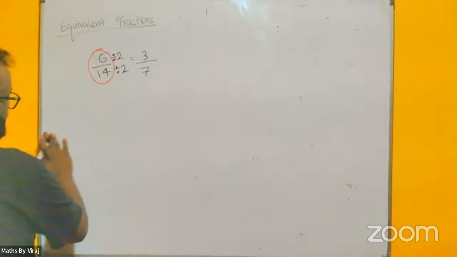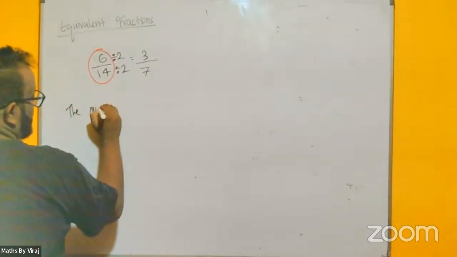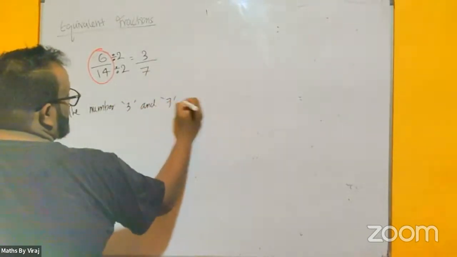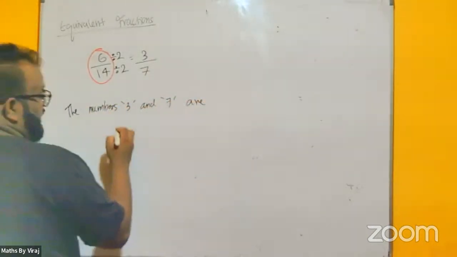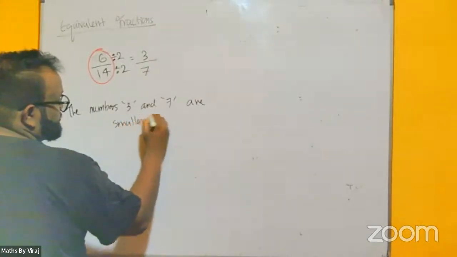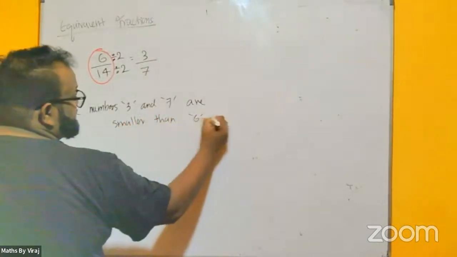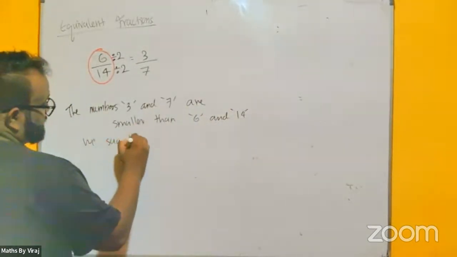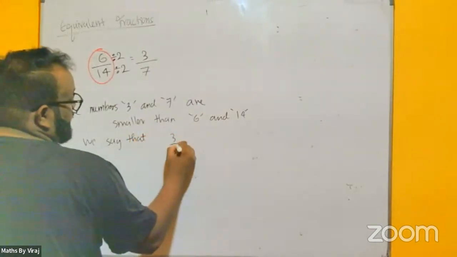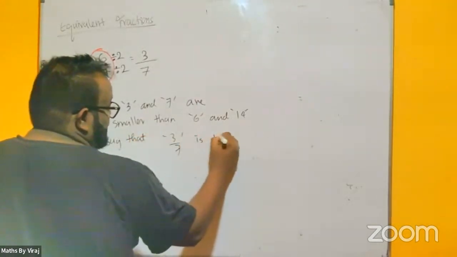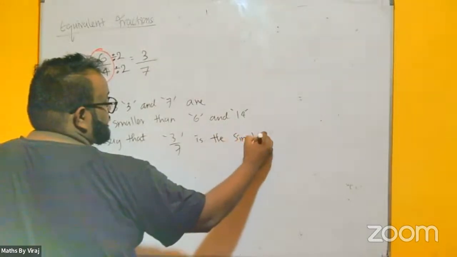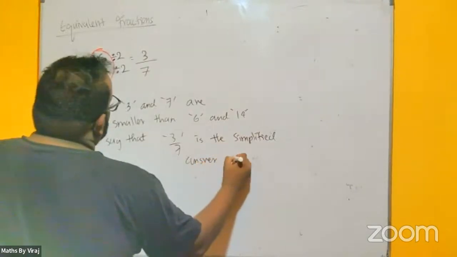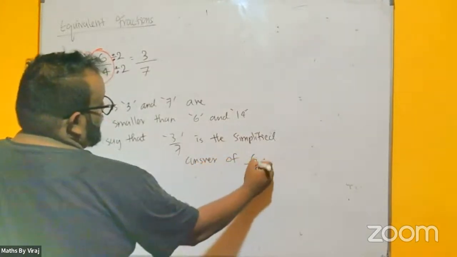You see that the numbers 3 and 7 are smaller than 6 and 14. We say that 3 upon 7 is the simplified answer of 6 upon 14.